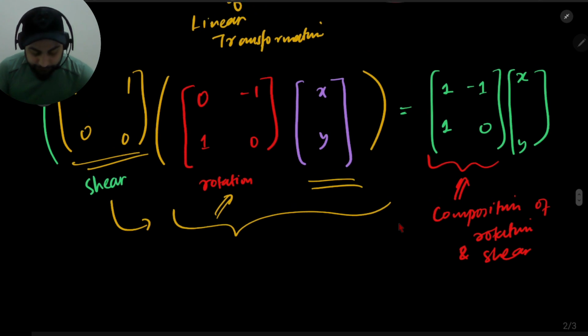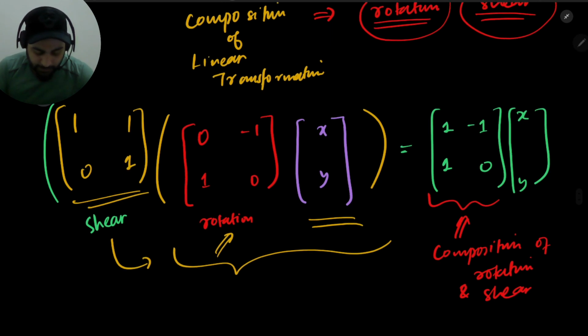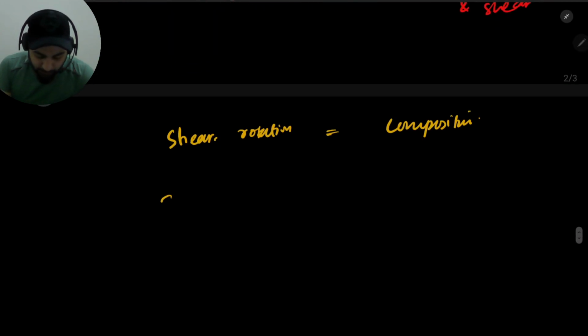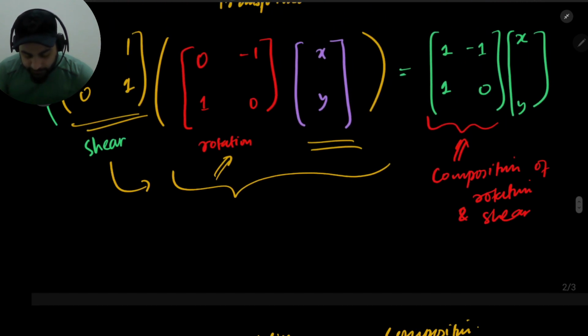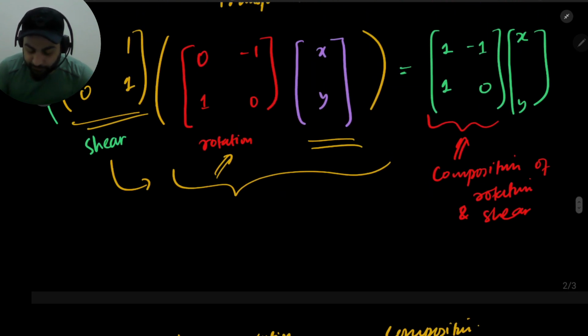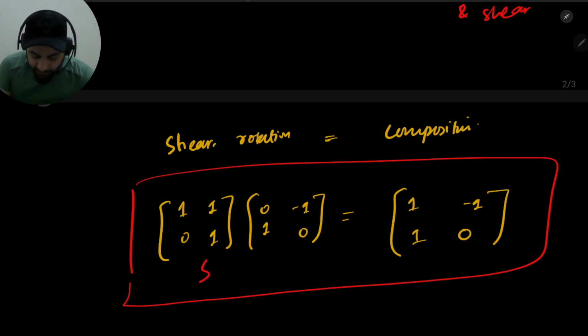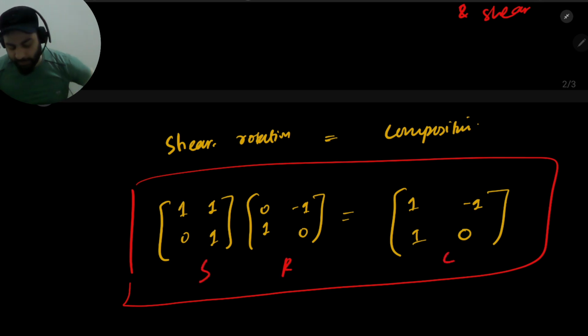I think the rotation matrix should be something else. Sorry, this is 1 1. So the shear matrix is 1 0 1 1, and the rotation matrix is 0 1 and minus 1 0. So we got this composition matrix, 1 minus 1 1 0. Do you agree with this? Let's call the composition C. Do you agree that these should be equal?